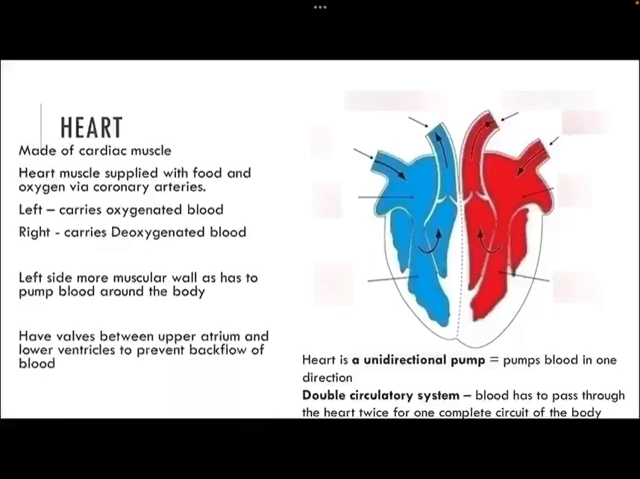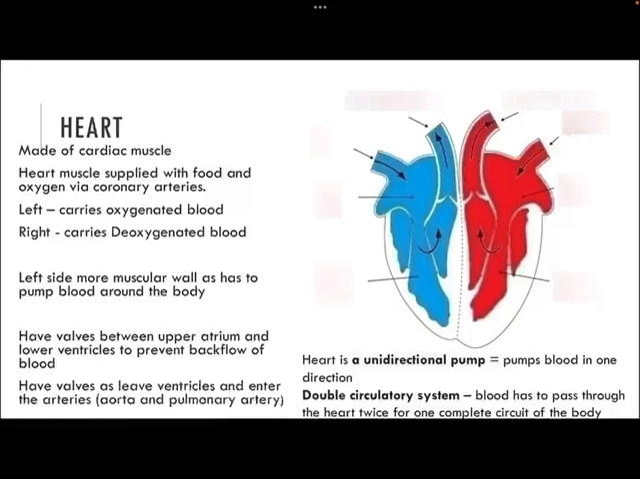There are valves between the upper atrium and the lower ventricles, so between the upper chambers and the lower chambers, and this again is to prevent backflow of blood. There are also valves as it leaves the ventricles and enters the arteries.